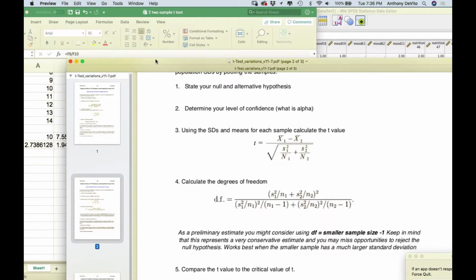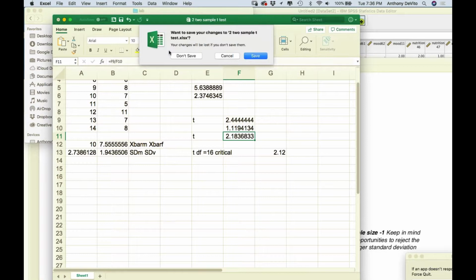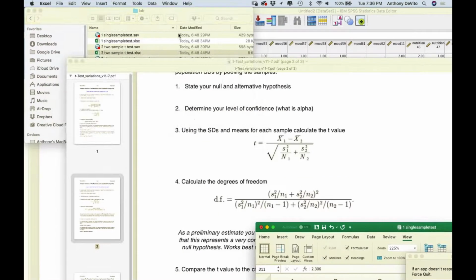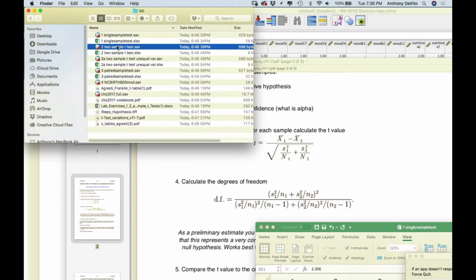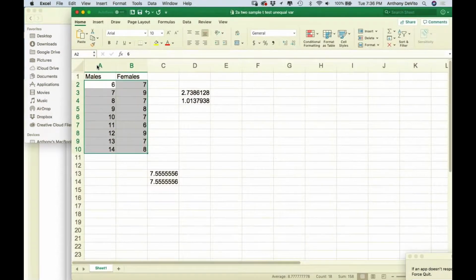I'm going to open up the data set for this. I have a separate data set for this. Okay. Two sample t-test with unequal variances. That's the one I want. Two sample t-test, unequal variances. Okay, good. Let me get rid of all this junk here.